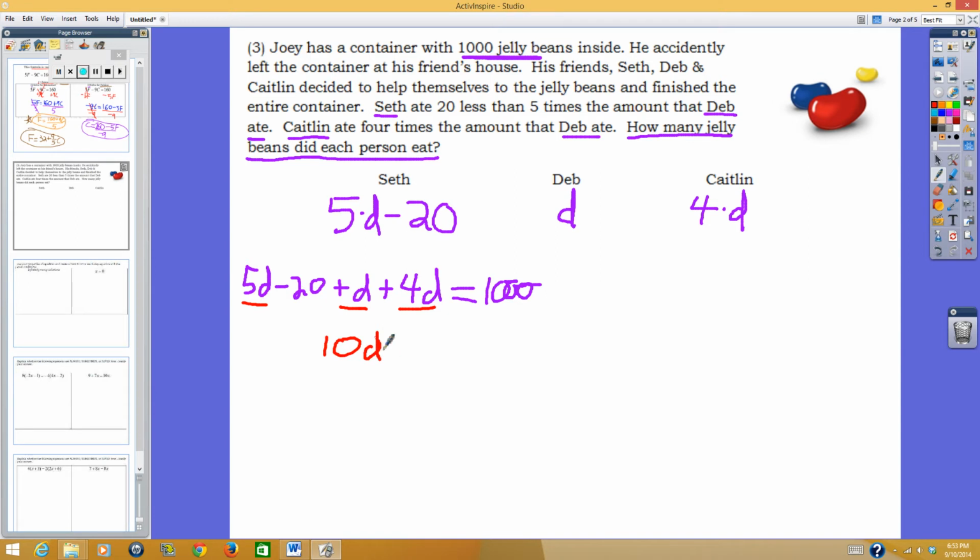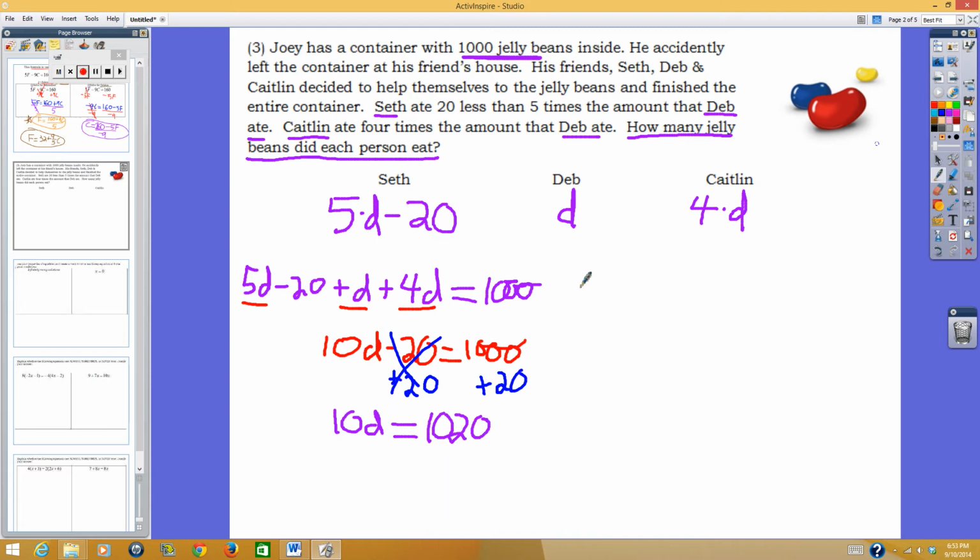And we didn't do anything with this minus 20, so I'm going to write that. Okay? Equals 1,000. And then now we're just trying to solve for how much Deb ate, right? Which is D. You want to get rid of this minus 20, so you do plus 20. Cancel that out. What you have left on this side is 10D equals 1,000 plus 20 will give you 1,020.